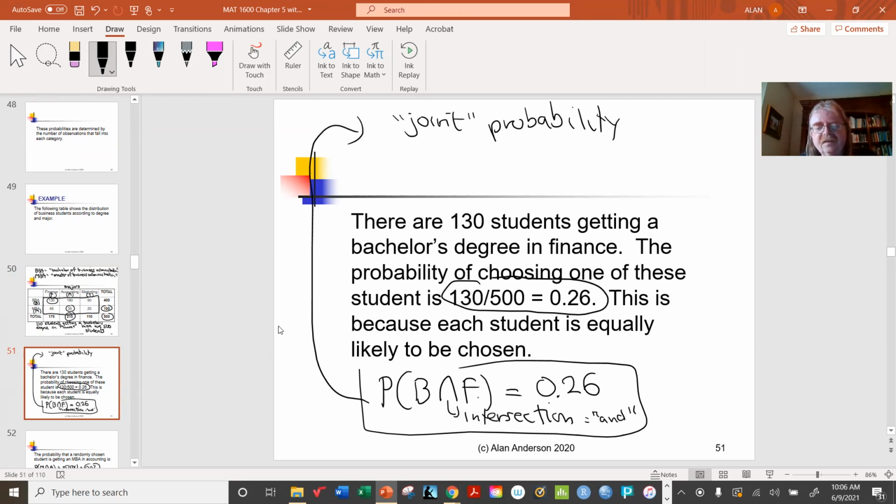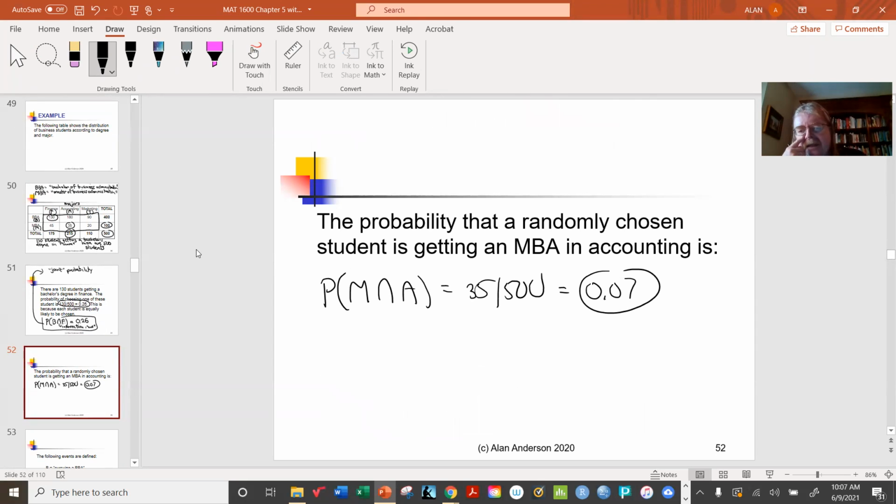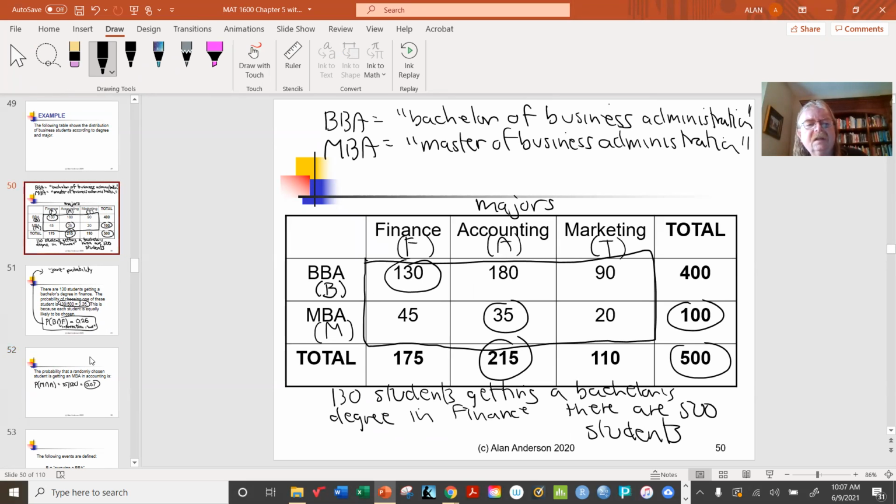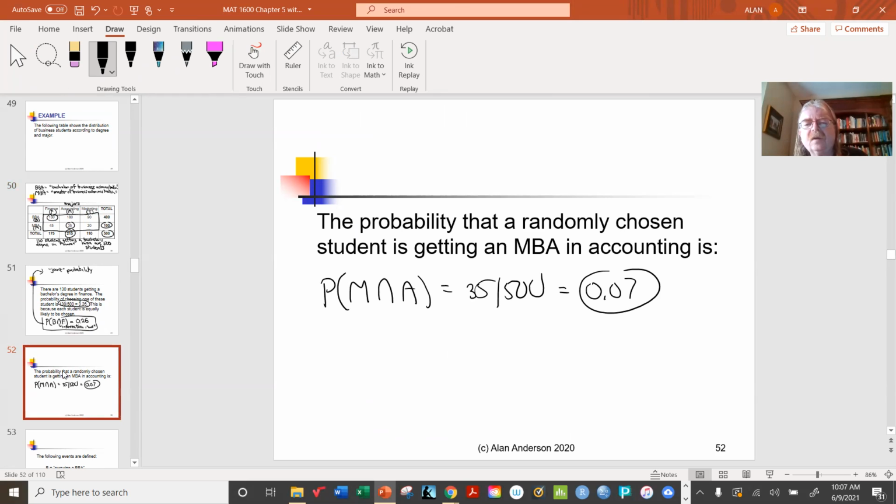In other words, what we're saying here is that the probability of choosing somebody who's both getting a bachelor's degree and studying finance is 26% because there are 130 students in this category, of which 500 are in the entire school. We also did one for MBA in accounting. We've already seen that 35 students fall into this category. Altogether, there are 500. So therefore, this probability must be 7%. Okay, so it's M and A. M, remember, means MBA. A means majoring in accounting.